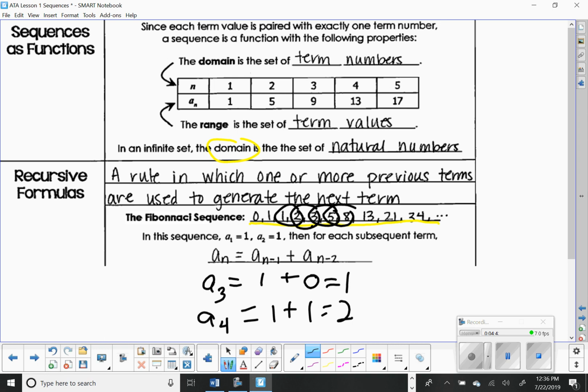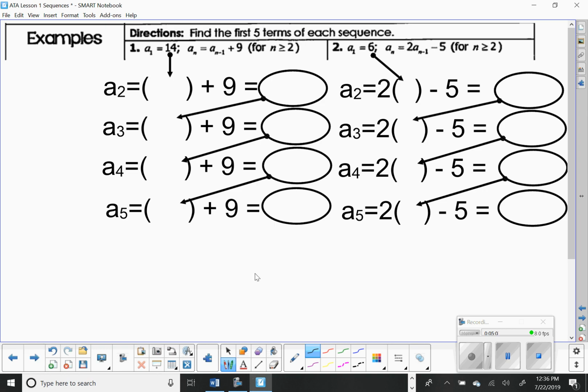This is a recursive definition. In order to figure out what a sub 37 is, I need a sub 35 and a sub 36. Without those, I can't figure out what a sub 37 is. So a recursive rule or recursive formula means I need to know the value of the previous term or terms. Now, here's another example to help you out.